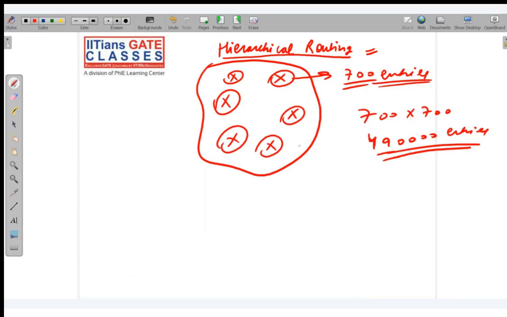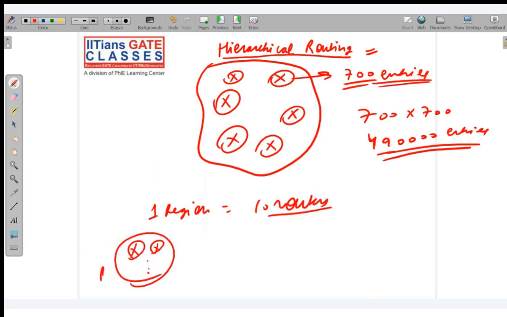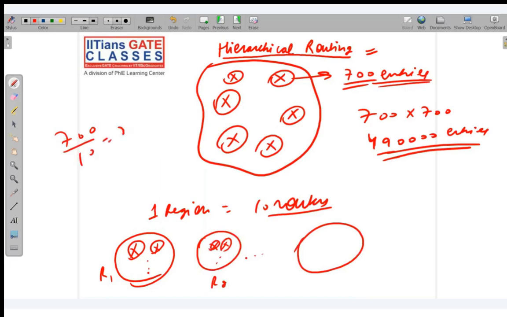For example, one of the techniques is we can make a set of 10 routers each and make one region. So for example, I will make one region equal to 10 routers. So you keep 10 routers and make one region, that is the R1 region. The next 10 routers, R2 region, and so on. So how many regions will there be? 700 divided by 10, that is 70 regions.